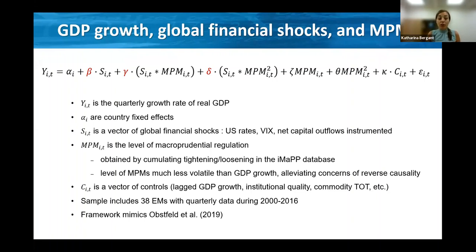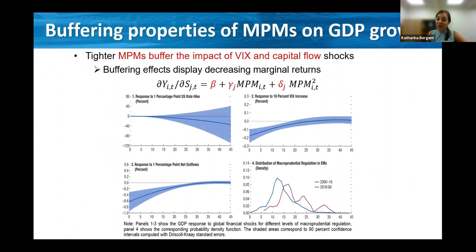Our sample includes 38 emerging markets with quarterly data from 2000 to 2016. This closely mimics, it is modified, but mimics a framework first mentioned in Opstead and co-authors 2019. So let me jump right through the results by showing you some pictures. So here we report the derivative of real GDP growth with respect to the shocks. So what you can see is the effect on GDP depending on which level of macroprudential regulation you have in place.